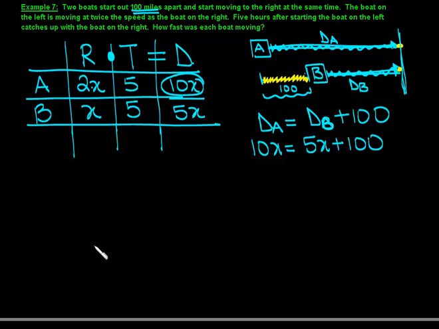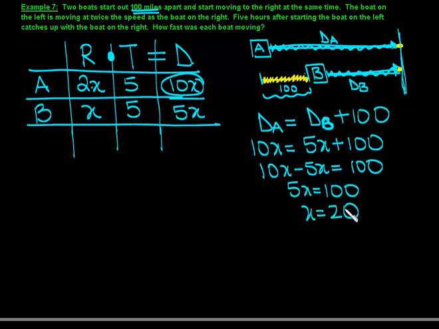And that's it. We just need to solve for x. We move all the x terms to one side. It's a linear equation in x. It's degree 1. So we get 5x is equal to 100. So we get x is equal to 20. You divide both sides by 5.